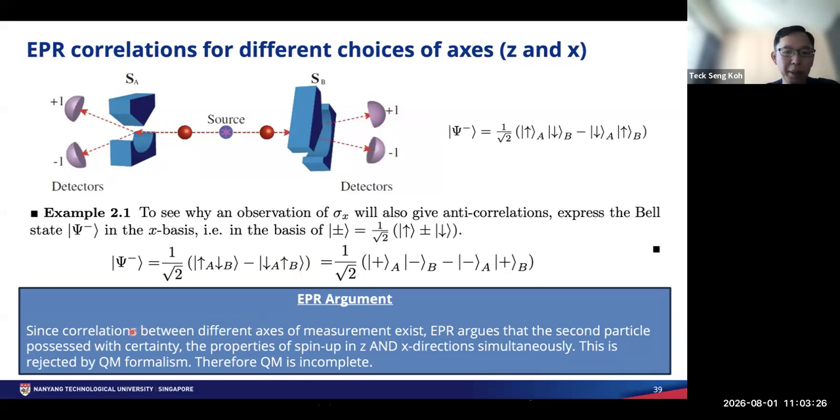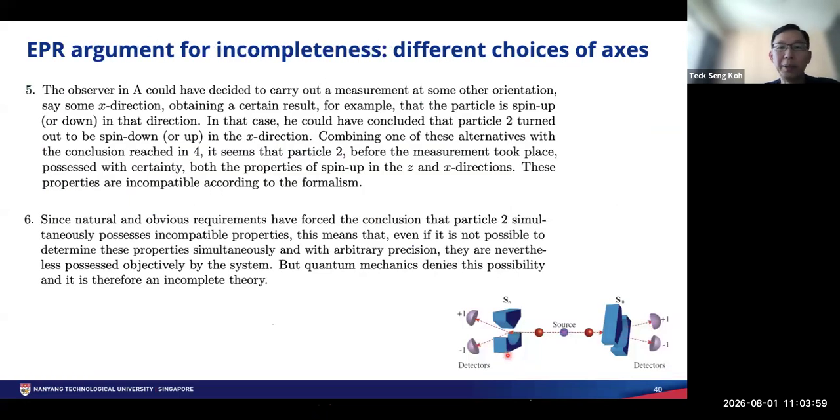So the argument is that since correlation between different axes of measurement exists, EPR argues that the second particle possesses with certainty the properties of spin up in the z and x directions simultaneously. Okay, it's simultaneous, and this is being rejected by the quantum mechanics formalism. You saw that theorem earlier about not having simultaneous eigenvectors for incompatible observables. Therefore, EPR says quantum mechanics is incomplete. Let me skip all this because I have verbally explained everything.